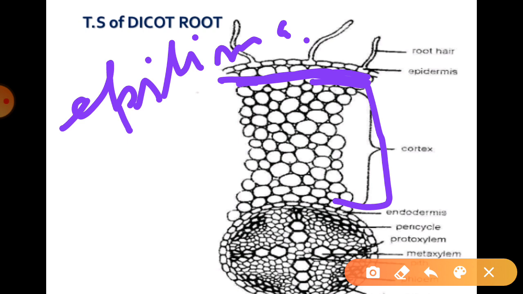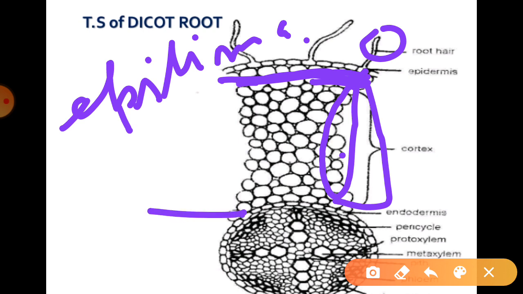It consists of several layers of thin-walled parenchymatous cells, with conspicuous intercellular spaces, though very little space. The cortex cells store food. They also conduct water from the epiblema to the inner tissue. Means the roots absorb water, pass it into the epiblema, and after that the cortex cells absorb and provide the water to the inner tissue. After that there is another layer called the endodermis, as you can see in the diagram.